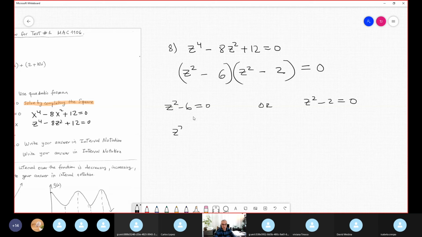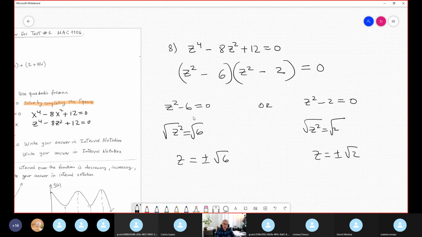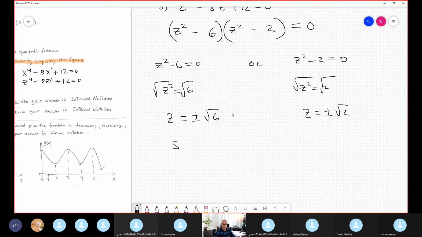Entonces c squared is equal to 6. Apply square root both sides. c is equal plus or minus radical 6. And c is equal plus or minus radical 2. Okay, entonces the solution set in this example is plus or minus radical 6, comma, plus or minus radical 2.